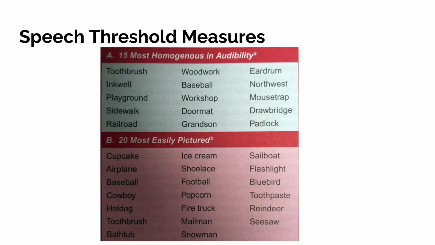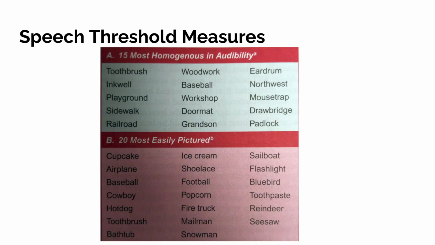I mentioned those 36 W-1 spondee words can be narrowed down. Here's an example. There are 15 that are the most homogeneous in audibility, so toothbrush down to padlock. Those are going to be the most similar to one another in terms of audibility, hence why that's been streamlined. Then we also have the 20 most easily pictured. That's for pediatrics, going from cupcake down to seesaw.